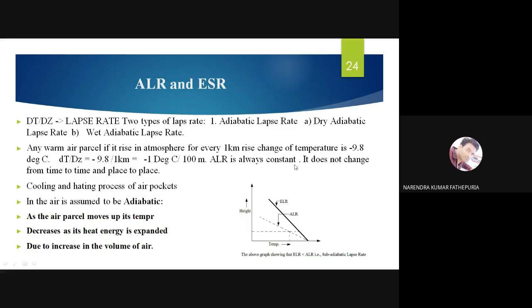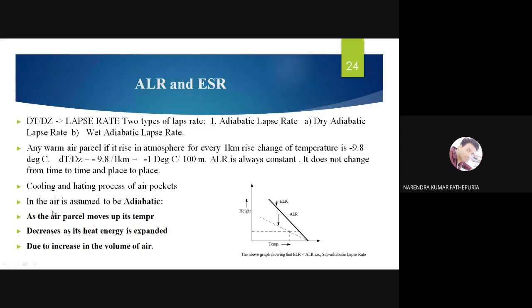So ALR is always constant. Yeah, the adiabatic lapse rate will always remain constant. There's an adiabatic law for gases that I will talk about later. Okay, it does not change from time to time and place to place. Cooling and heating process of air pockets, I will explain this mechanism.